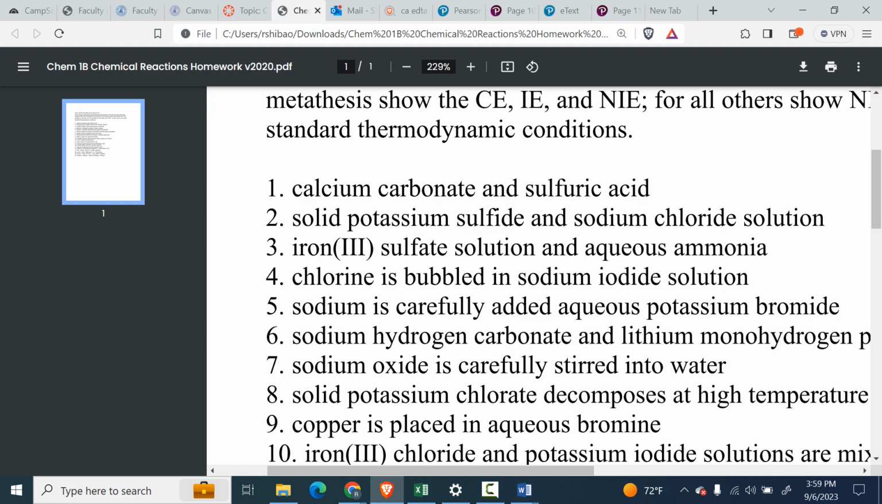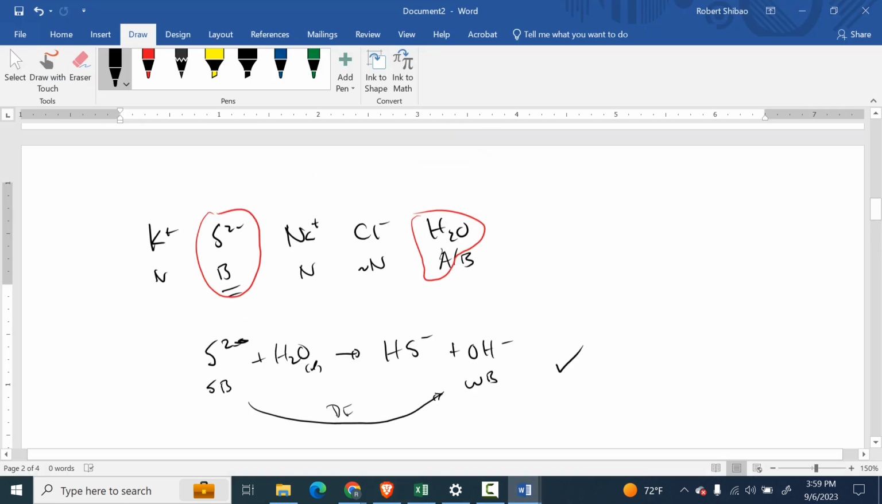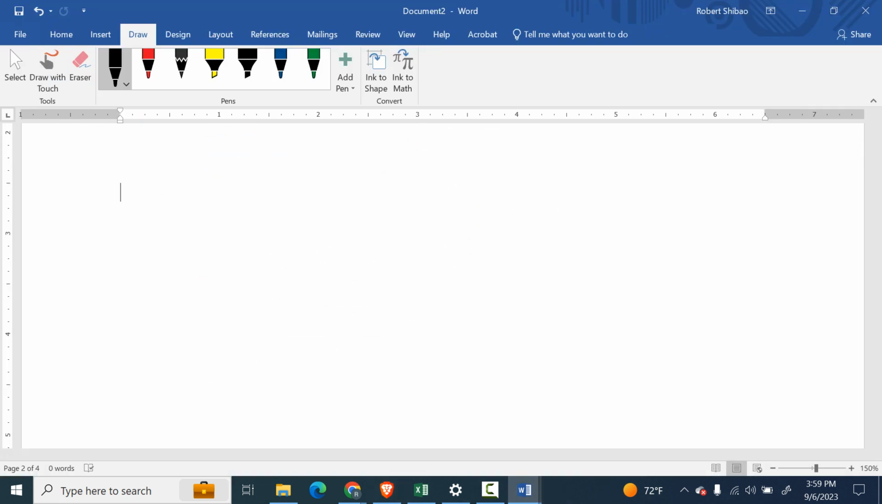All right. Next, we're going to look at iron 3 sulfate and aqueous ammonia. Iron 3 sulfate. Iron is 3 plus, sulfate's 2 minus, so we'll just cross multiply. 2 irons and 3 sulfates. Plus aqueous ammonia.